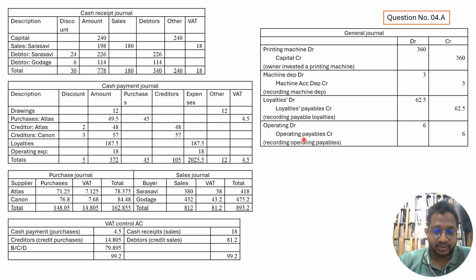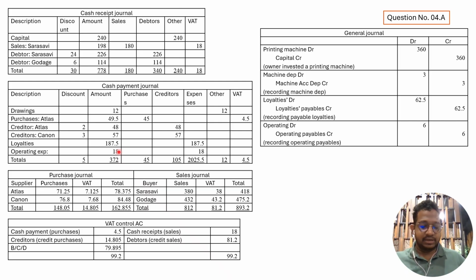And the operating expenses payments in October, total operating expense were 24,000, but at the end, 6,000 was payable, and that 6,000 payable you should mention in general journal. And 24 minus 6, you paid only 18,000, and that is the amount that you should mention in cash payment journal.